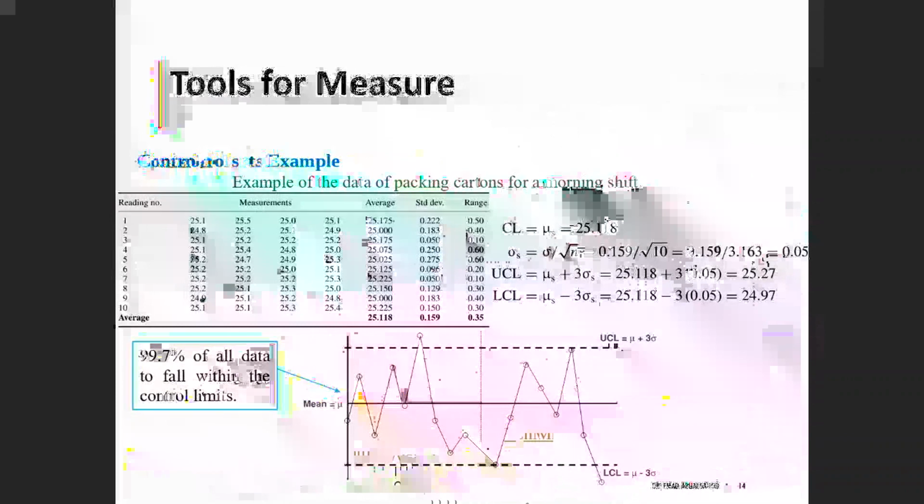I hope that was informative enough for the measure phase. I will see you in the next session for the analyze phase tools.